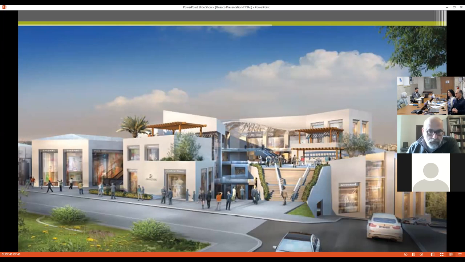So this concept is a combination of commercial, because we are investors and developers, and also solving the parking problem in the area, to maximize it, to double it underground. This is from my side. I don't know, Basma, if you want to add anything.